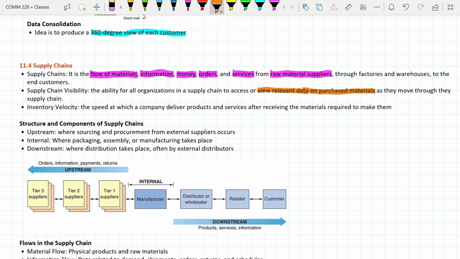Inventory velocity is the speed at which a company delivers products and services after receiving the materials required to make them. So that is inventory velocity. It's the speed at which a company delivers products and services.